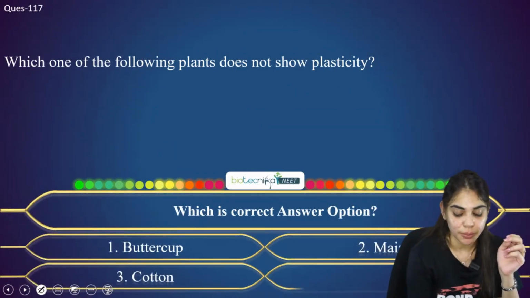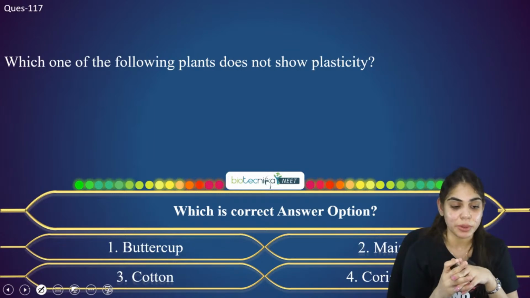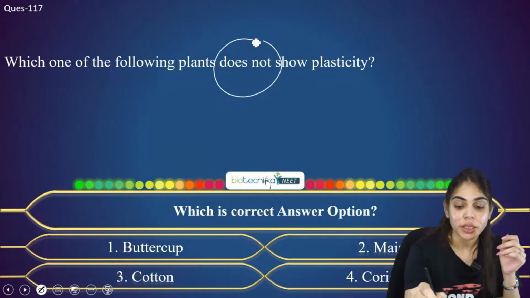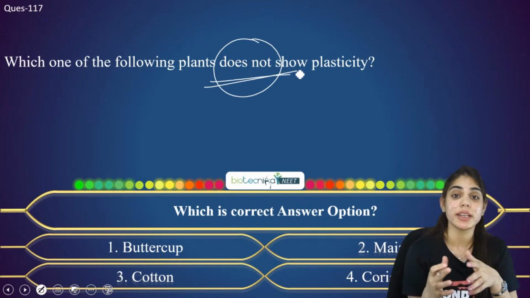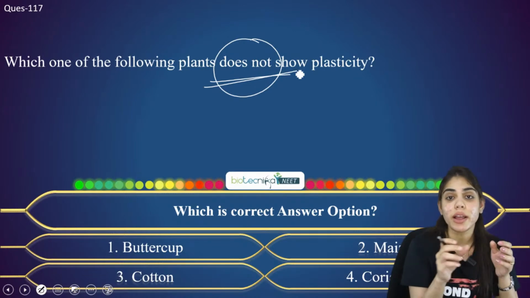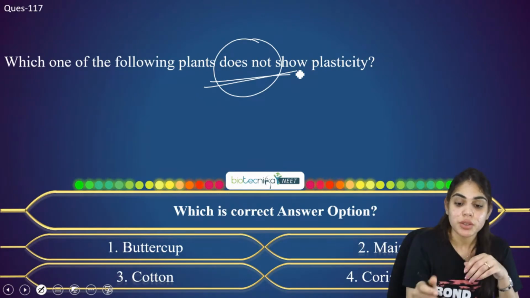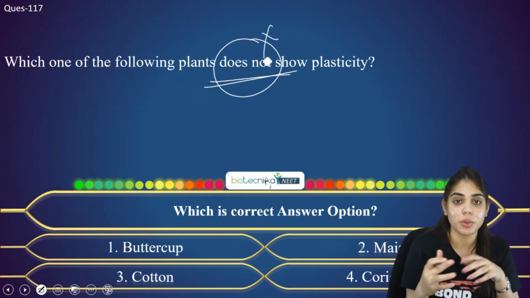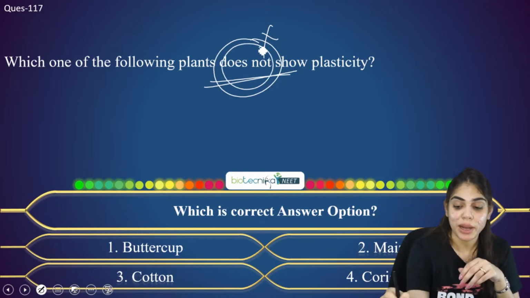It's a direct question where you have to know about plasticity and its examples. Which one of the following doesn't show plasticity? If you have noticed, many times in the exam they ask what is incorrect or what does not. So they are not asking what is there; you have to select the statement about what is not there. If you make a mistake here, that option will be wrong for you. So here it is asking for what doesn't show plasticity.